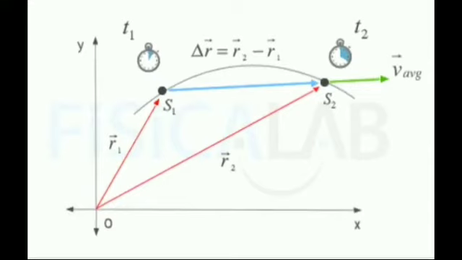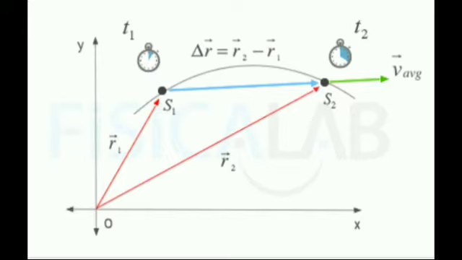Next, average velocity. Consider a particle located initially at a point P having position vector r1. In a time interval delta t, the particle moves to the point Q having position vector r2. So the displacement vector is delta r is equal to vector r2 minus r1. From this figure, the average velocity v is equal to delta r by delta t. This is a vector quantity. The direction of average velocity is in the direction of the displacement vector.